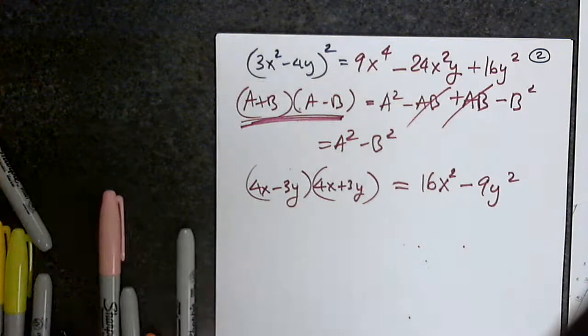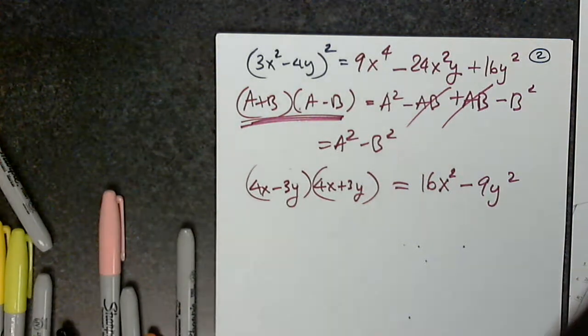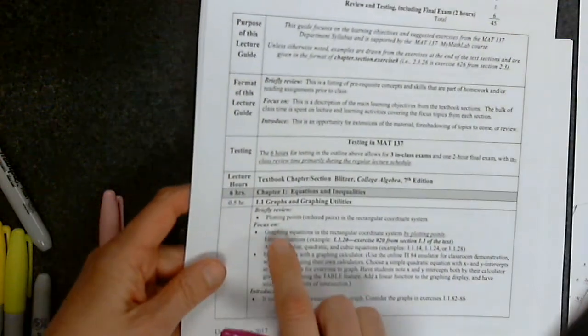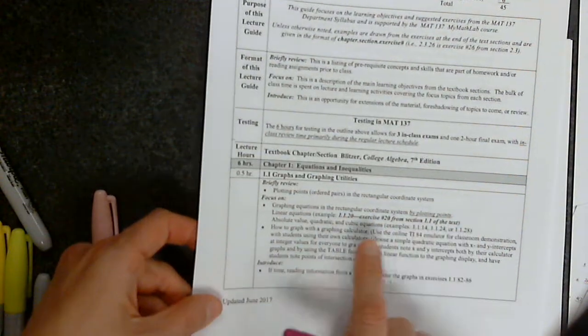Equations and inequalities. A lot of this material should be reviewed, and you'll tell me. Let's go back to 1.1. And in 1.1, we're trying to graph. Okay, here it is. We're trying to plot points. We're trying to graph equations.